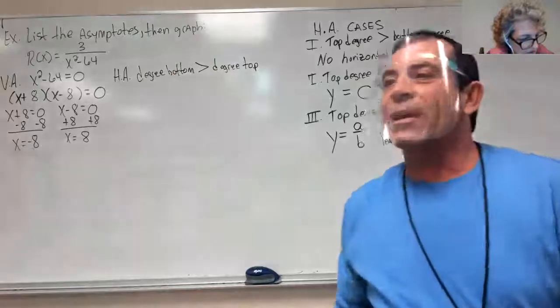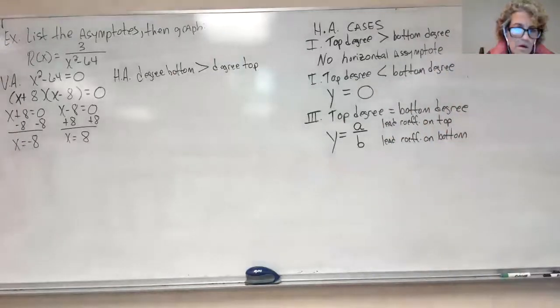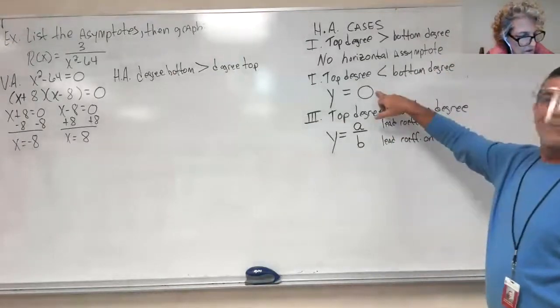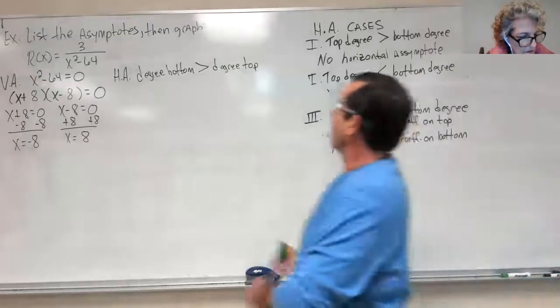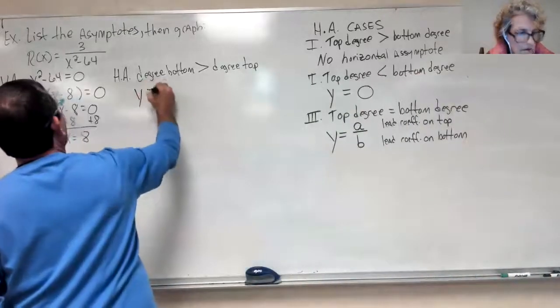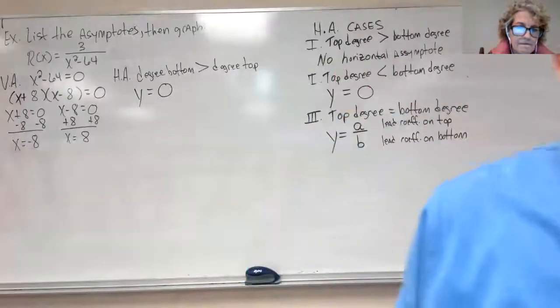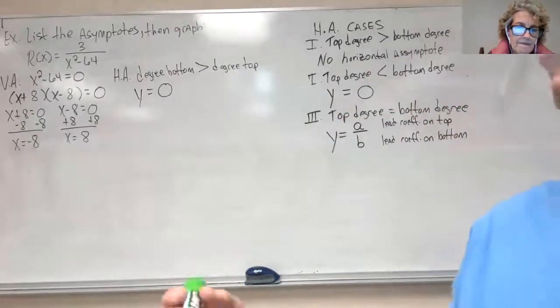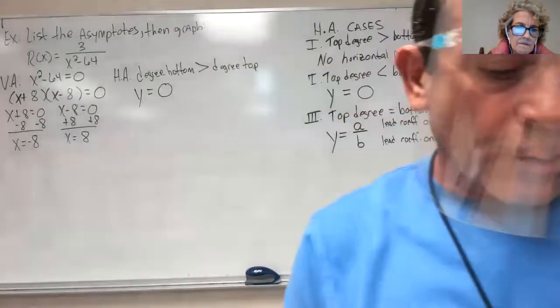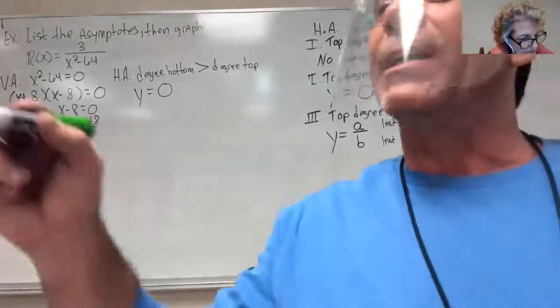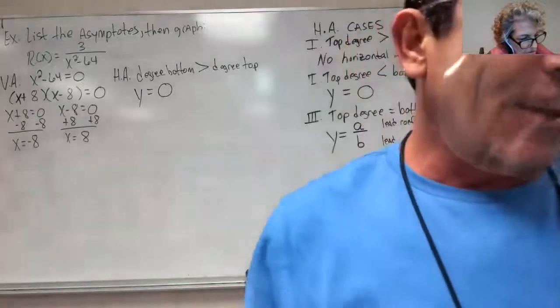Which means my horizontal asymptote is right there, right? So y equals zero. Now, they'll ask you about an oblique asymptote, but you're going to just put there is no oblique asymptote because we don't cover them, okay?